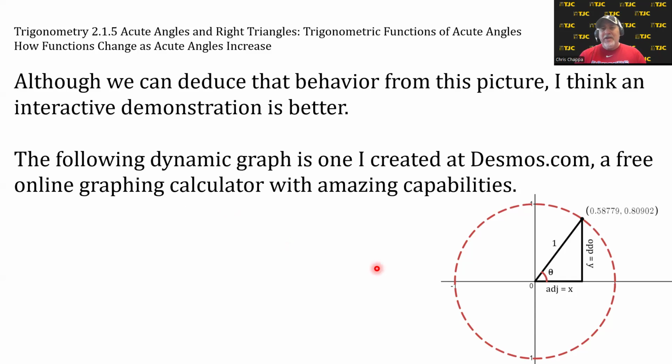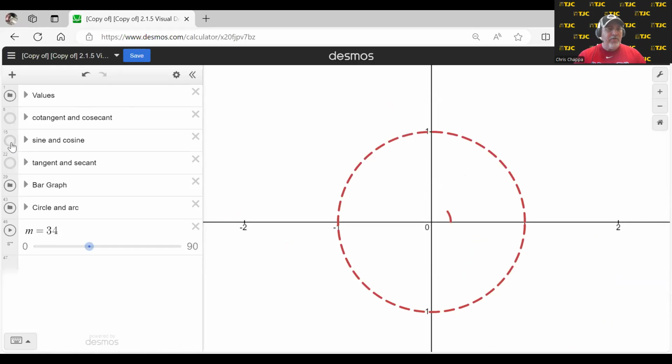Although we can deduce that behavior from this picture, I think an interactive demonstration is better. The following dynamic graph is one I created at Desmos.com, a free online graphing calculator with amazing capabilities. Here I have a unit circle. I'm going to turn on the sine and cosine illustrations.